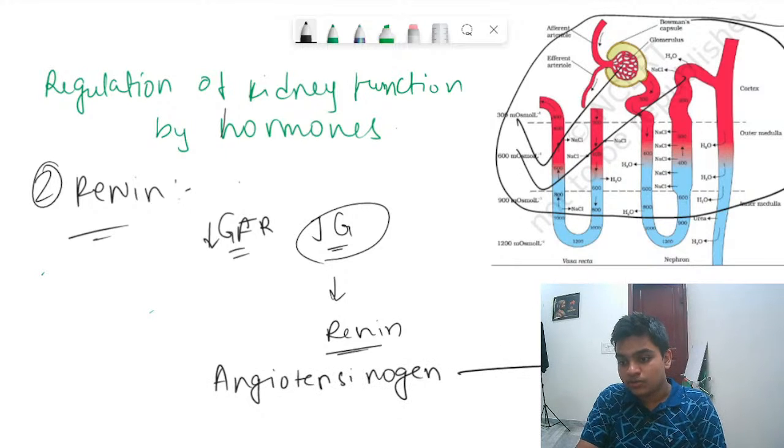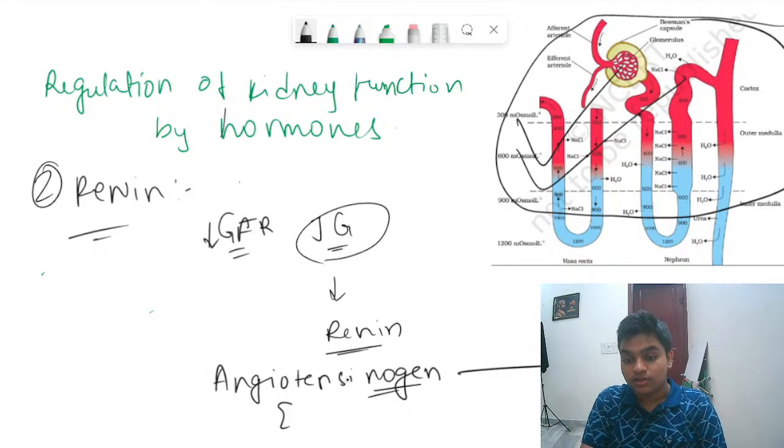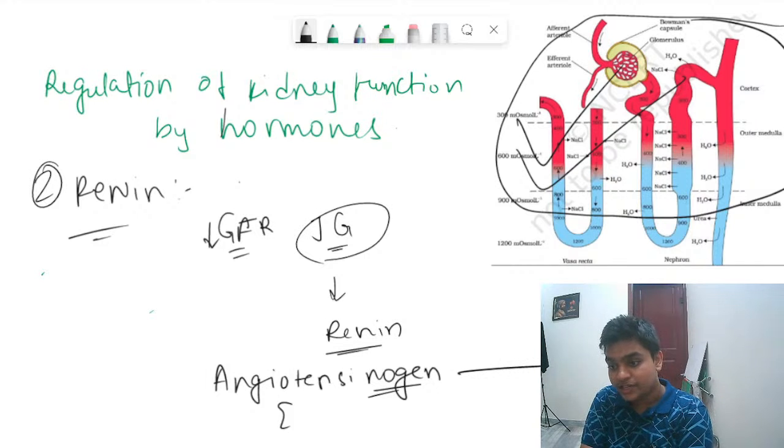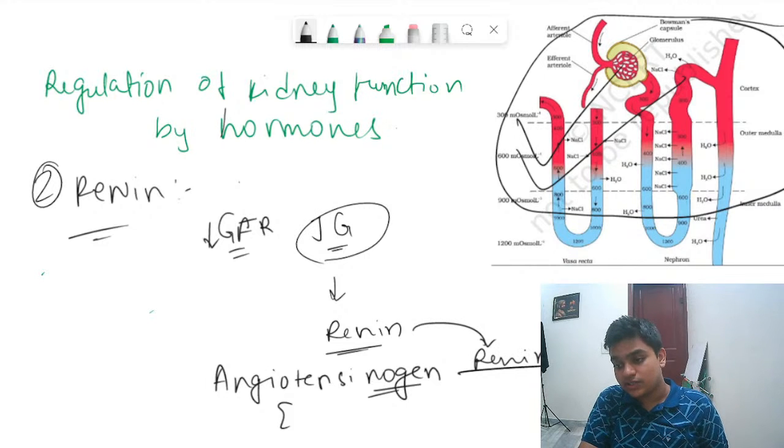angiotensinogen, which is an inactive form. Anything ending with nogen, like pepsinogen, is the inactive form of pepsin. This is the inactive form of angiotensin 1, AT1. Angiotensinogen to angiotensin 1 is done by renin. And this AT1 converts into angiotensin 2 using angiotensin converting enzyme.